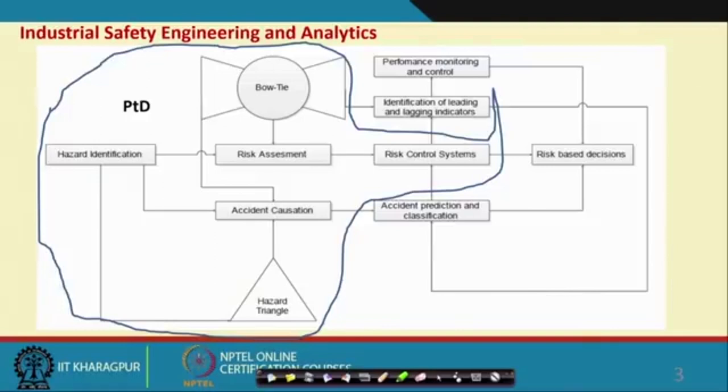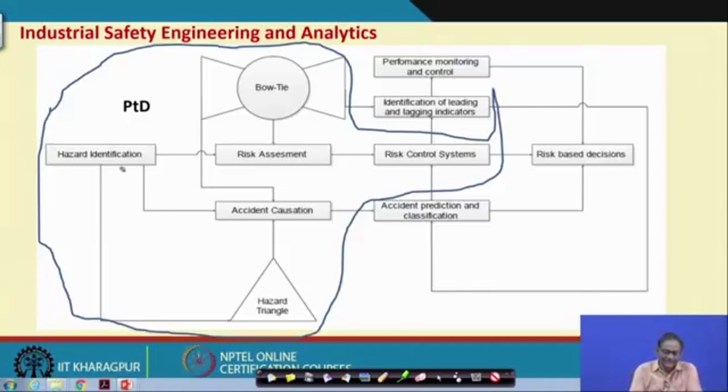So, let us see first what is safety engineering. You see what is given in the slide. So many things: hazard identification, risk assessment, accident causation, hazard triangle, risk control systems, bow tie. All those are coming under PTD, prevention through design. So, you know what is PTD. PTD is a life cycle design concept, where the hazards that may occur along the life cycle of a system or the process or a product you manufacture or you install, all those hazards are to be thought of at the design stage, and proper interventions, design, redesign options, and controls must be put into place.